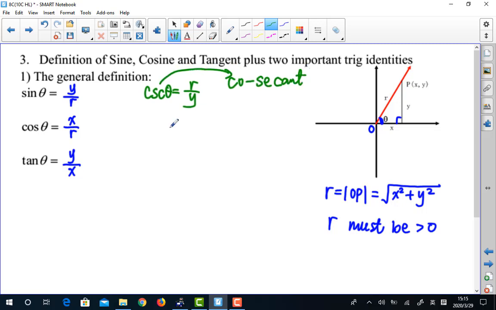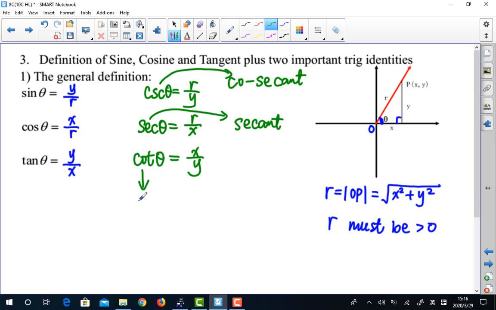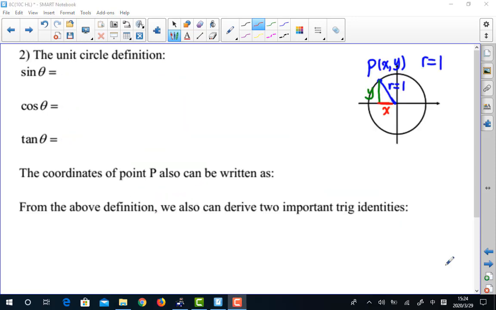Theta. So if I flip this ratio, cosine theta, I flip the ratio to form r over x. This ratio is called secant theta. It's called secant. If I flip this y over x, so this x over y is called cotangent. So this one is called cotangent theta.